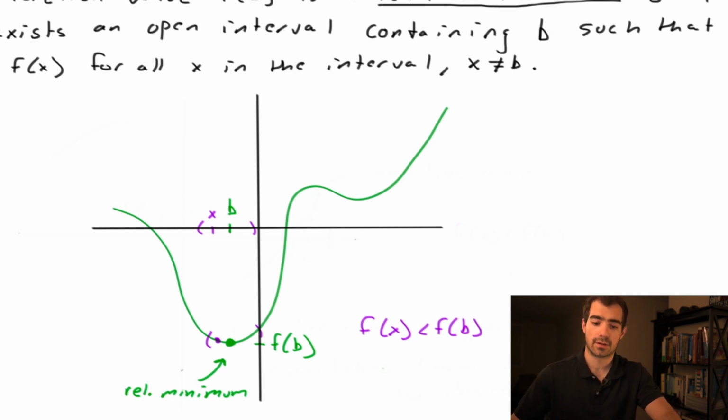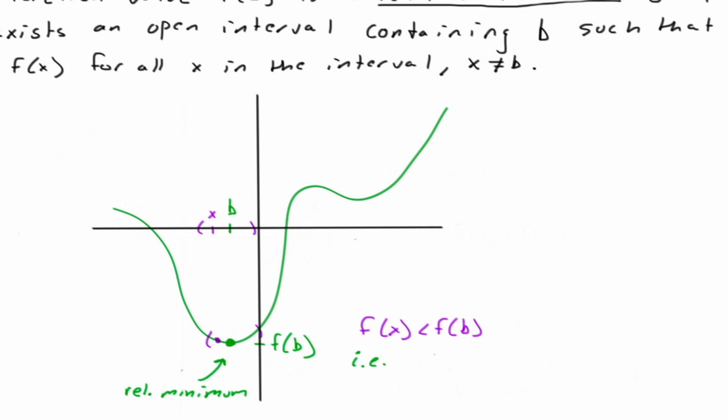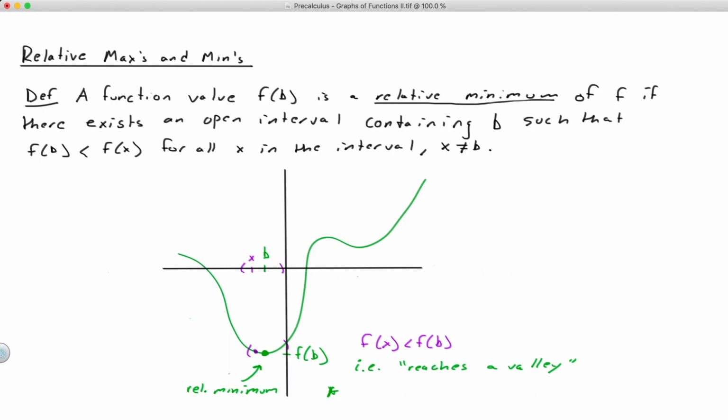Similarly to before, we can also think of this as whenever the graph reaches a valley, or kind of similar to how we described it when we said a max is switching from increasing to decreasing, a min would be switching from decreasing to increasing. So when the graph switches from decreasing to increasing.